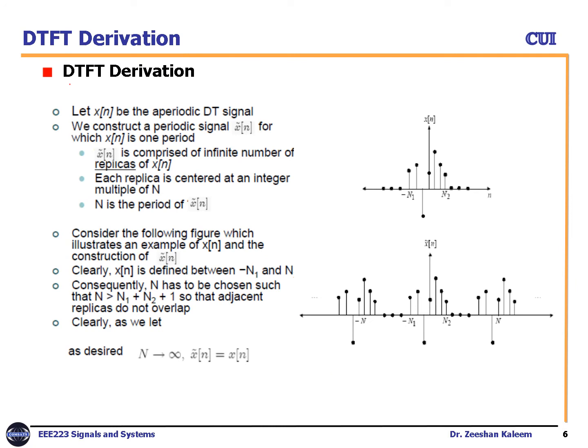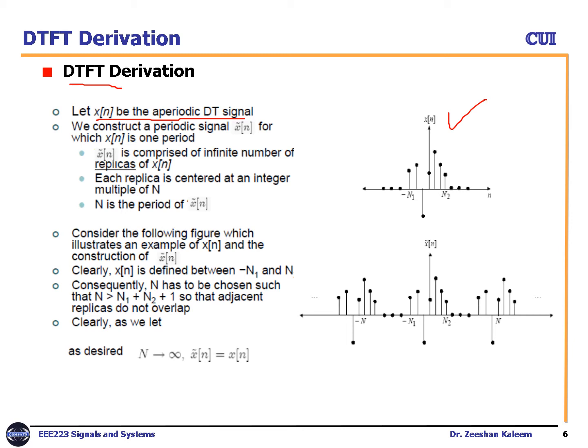Let's discuss the DTFT derivation here. We have to prove the synthesis equation and the analysis equation. So let's start with how to derive those two equations. Let x of n be the aperiodic discrete time signal. This is the aperiodic signal. However, it is discrete time, right? And aperiodic means that it is not periodically repeating. It has a range of values, non-zero, from minus n1 to n2.